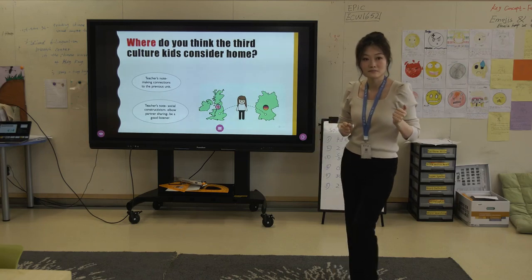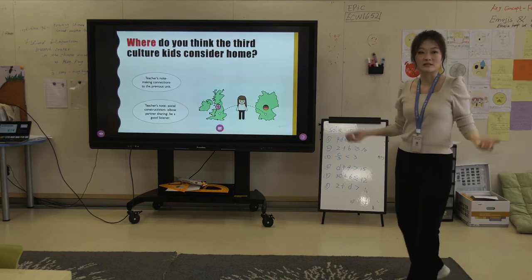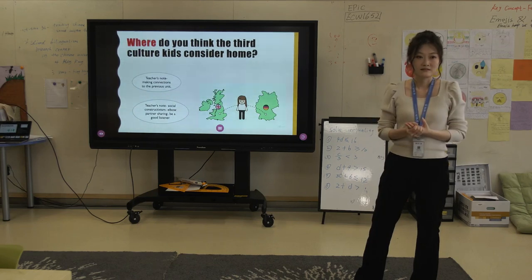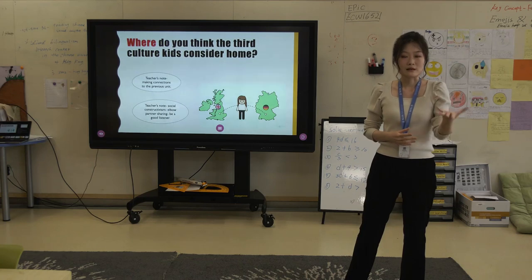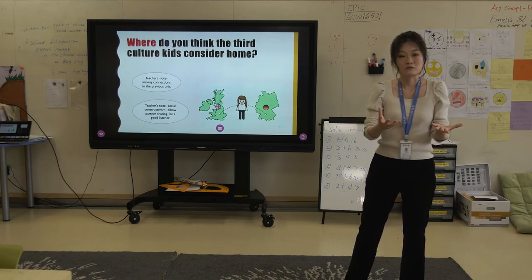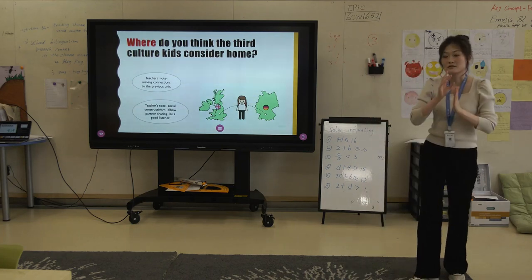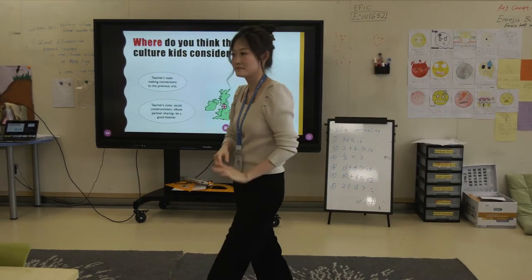What is a third culture kid? Like, let's say Sam. Sam was born in America, but he grew up in China. That's what we call third culture kids. So is it like a mix? I mean the parents, like mom is from Australia, dad is from China, but the kid grew up in Japan. Okay. Third culture kids. Okay, I'm going to give you 2 minutes. And remember this time we share our friends' ideas.